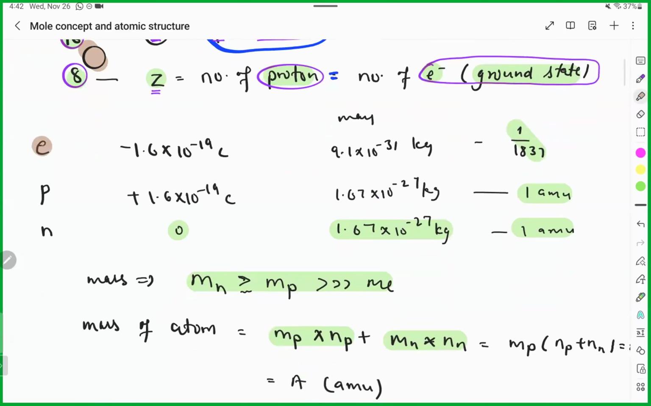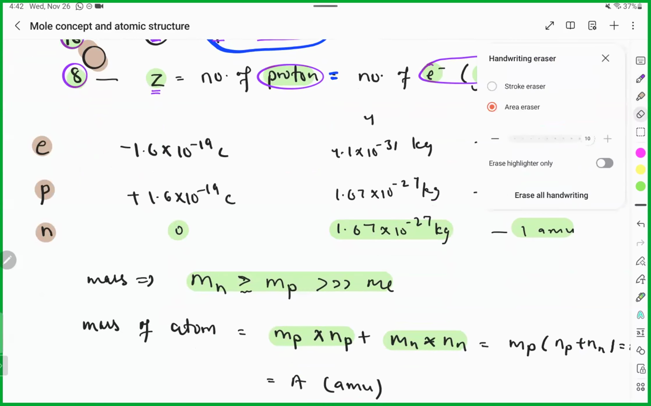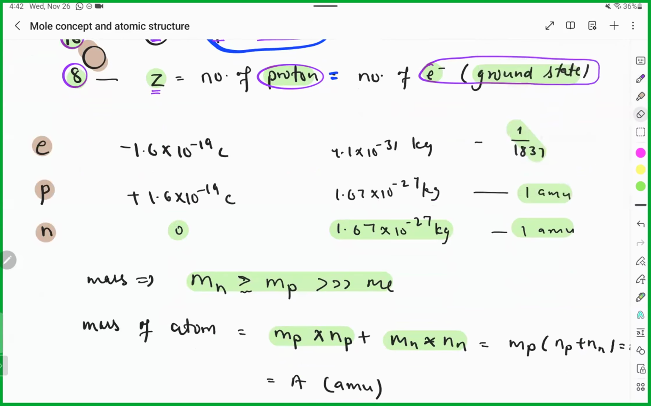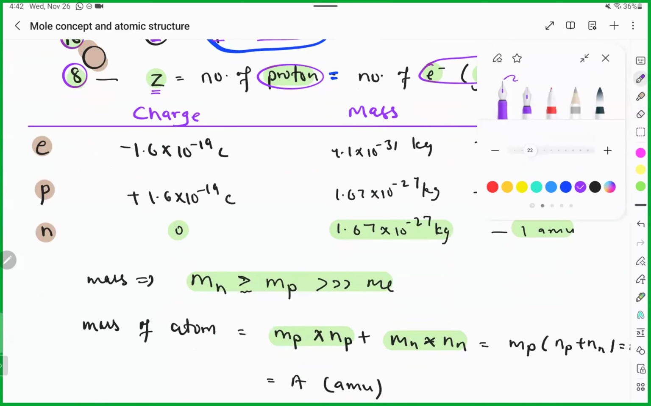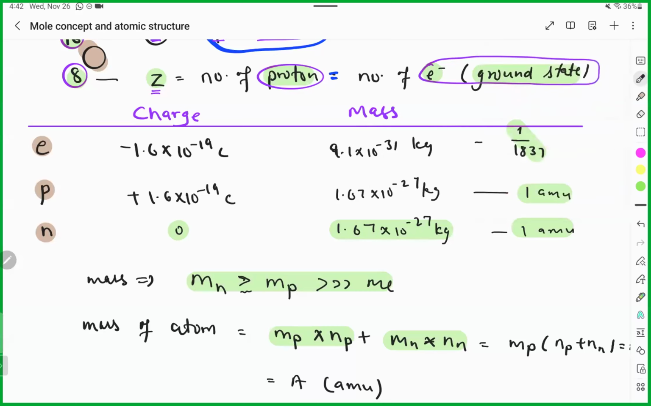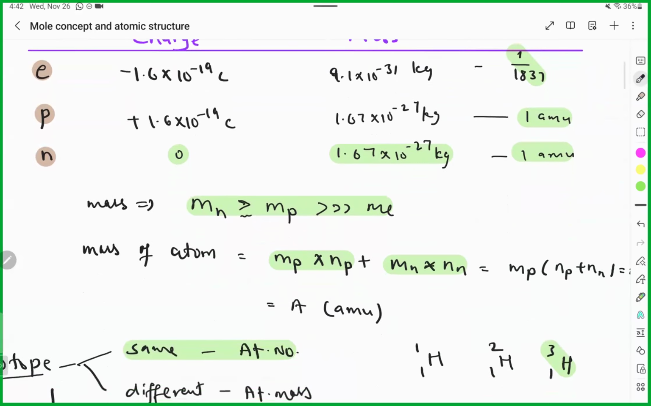You have 3 particles: electron, proton, neutron. The charge on the neutron is 0, that's why it is written 0. This is charge, and this one is mass. In the case of the electron, mass is 9.1 into 10 raised to power minus 31 kg. Proton and electron charge is exactly the same but opposite. You know all these basic things, but we are just comparing, right?